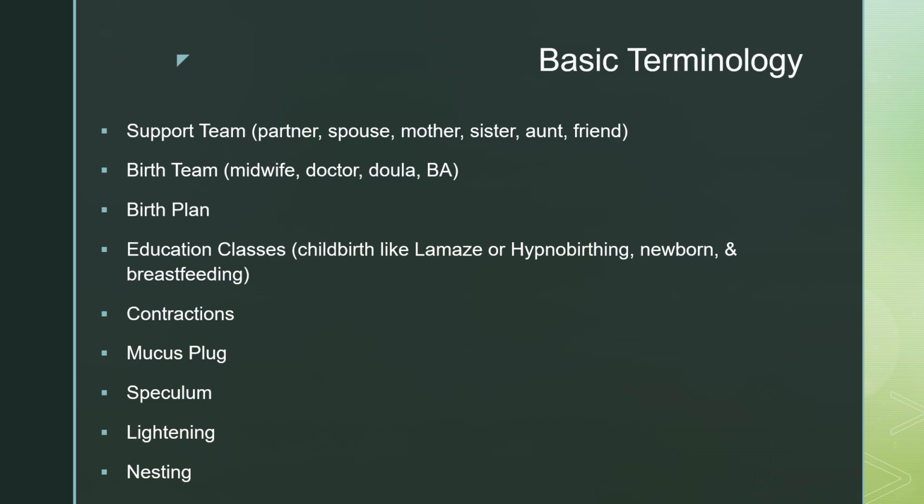So basic terminology, when someone says a support team, that could include a partner, spouse, mother, aunt, friend. The support team can also include the birth team, but usually when it's referenced, it's not the professional birth workers. It's usually their warm market family that they have invited to the birth. The birth team usually is referencing the professional birth workers attending. So the birth team can be a midwife, in the hospital setting traditionally a doctor, a doula, a birth assistant, a midwife assistant, a midwife apprentice.